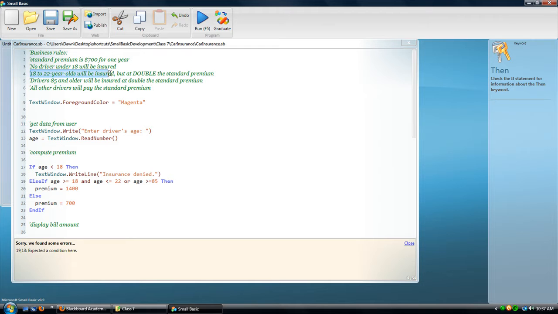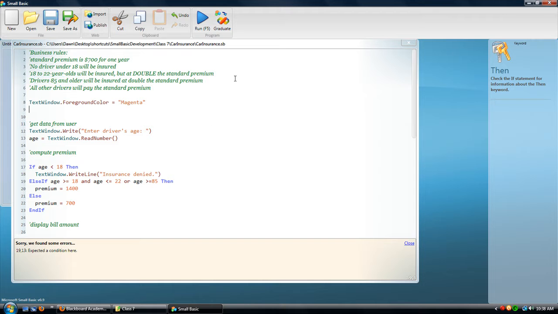18 to 22-year-olds will be insured. These are young drivers, not totally inexperienced, but still relatively high risk, the college-age drivers. They will be insured, but they're going to have to pay double the premium because they're a high-risk group. Another high-risk group, older drivers, 85 and older, will be insured, but they too, like the college-age drivers, will have to pay double the standard premium. And then all other drivers, the people in their 30s, 40s, and so on, who are low-risk drivers, will pay just the standard premium.